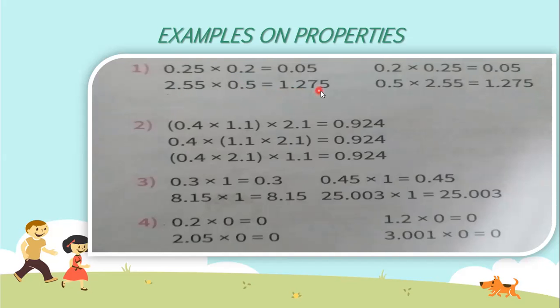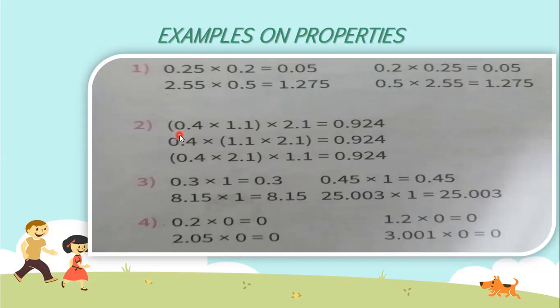If you multiply, you will get 1.275. Now first we take this 0.5, then we multiply with 2.55. Then also you get the same answer, 1.275. So that means if you change the order and multiply, the product of decimal numbers remains the same.